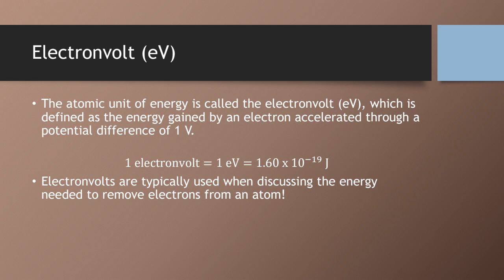The atomic unit of energy is called the electron volt. It's defined as the energy gained by an electron accelerated through a potential difference of 1 volt. 1 electron volt, or 1 eV, is equal to 1.6 times 10 to the minus 19 joules. When we talk about electron volts, they're typically used to discuss the energy needed to remove electrons from an atom, if we want to knock an electron off of an atom or take it away in some type of chemical bond.